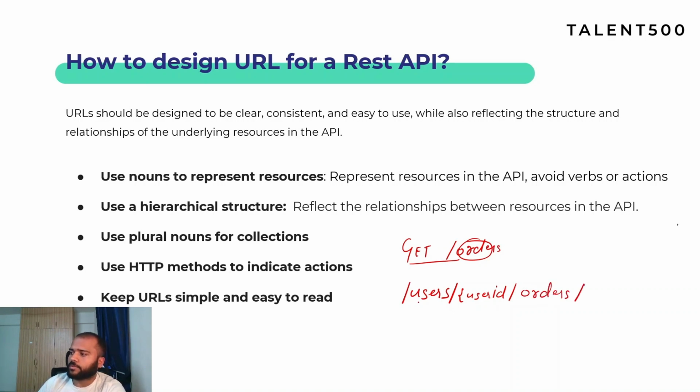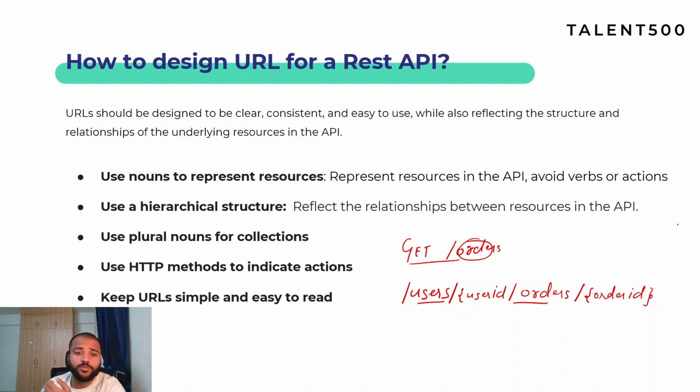So this becomes the hierarchy. Users have orders, and here could be an order ID. Okay, so this becomes an example of a hierarchical design of a URL. This is basically to reflect the relationship between these two entities.